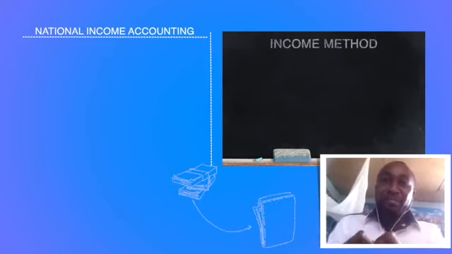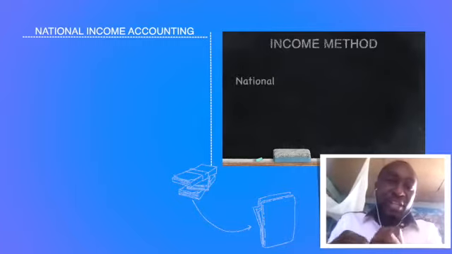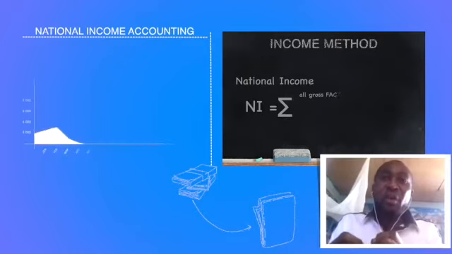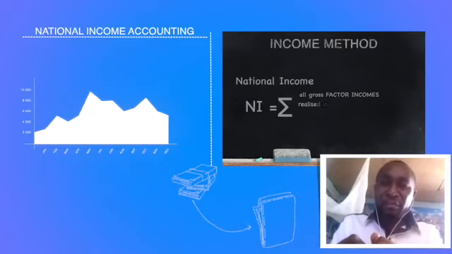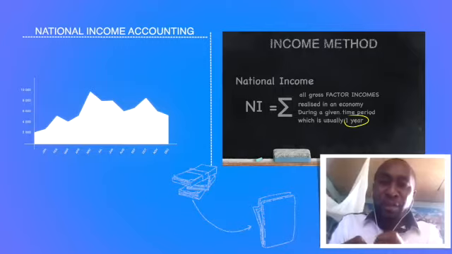Now, according to the income method, national income is defined as the sum of all gross factor incomes that are realized in an economy during a given time period, usually 1 year. It refers to all gross factor incomes that are realized in an economy during a given time period, usually 1 year.